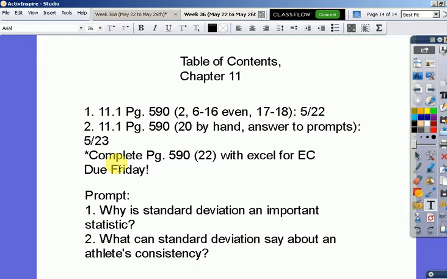So, does anybody have any questions? Okay, you know what to do. You can start with whatever you want. You can answer the prompts first, and then do number 20 by hand, or you can do number 20 by hand first while I'm here to help you out, and then do the prompts.